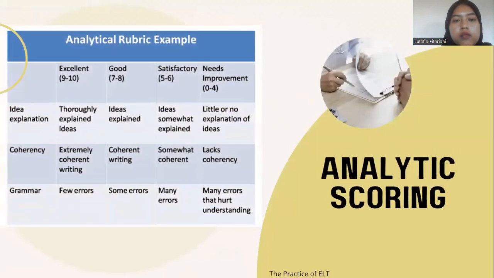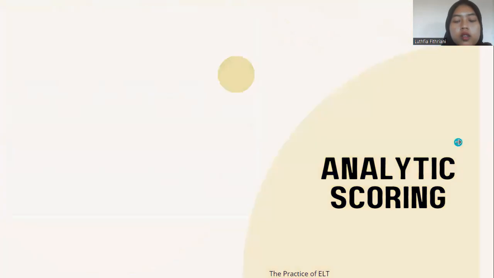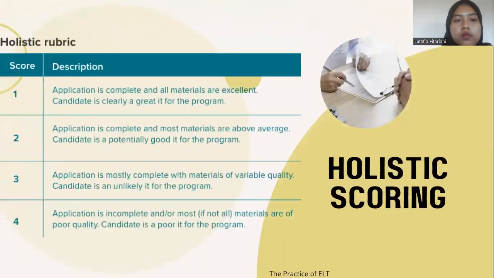This is the example of analytic scoring. So in analytic scoring, there are some descriptors. And this is the example of holistic scoring. So holistic scoring is simpler than analytic scoring since holistic scoring is based on overall performance or overall quality of the students.